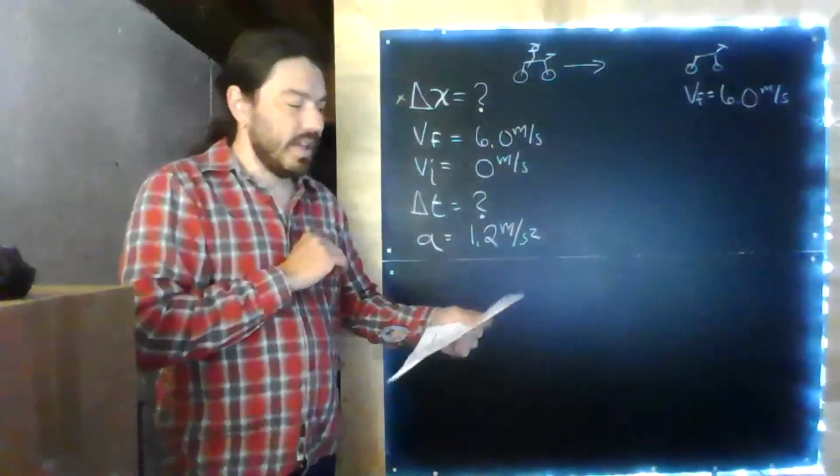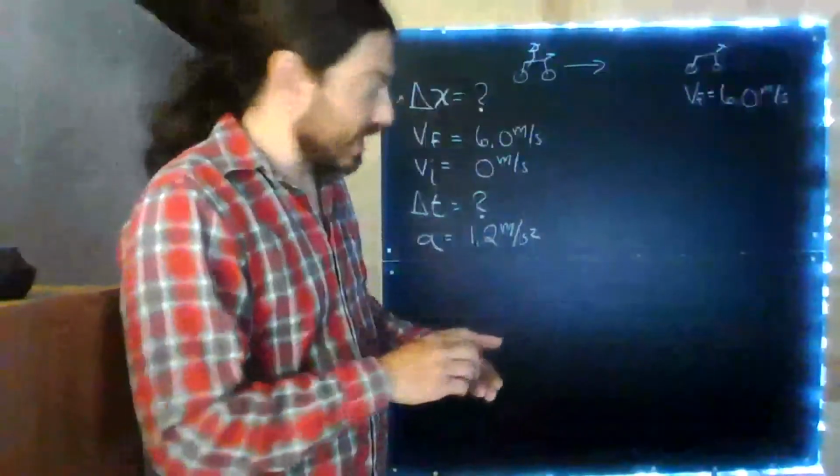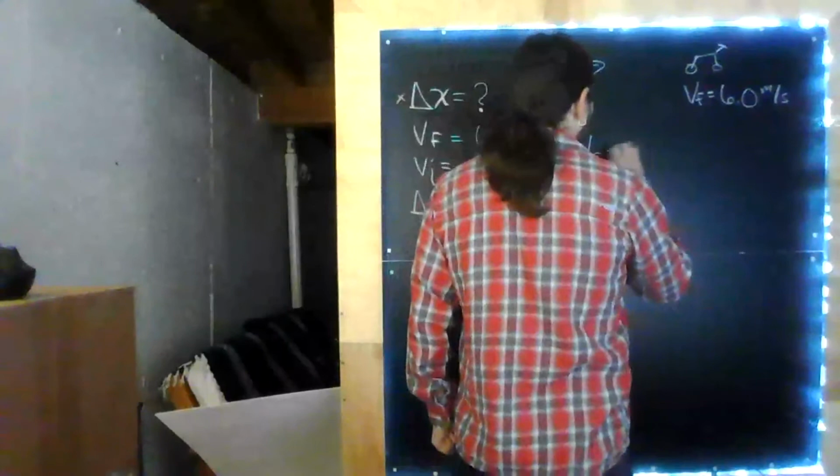So now I'm going to look at this and oh, I can see that pretty quickly. Equation number 1 does not have delta x in it. So that's a good hint that we might start with equation number 1. I'm going to write it down.